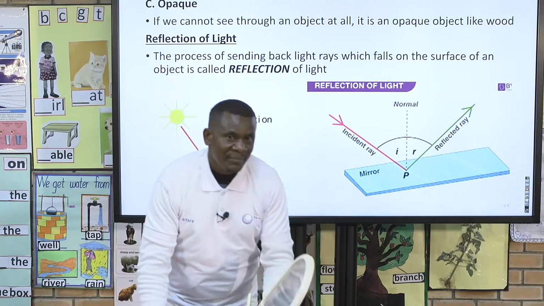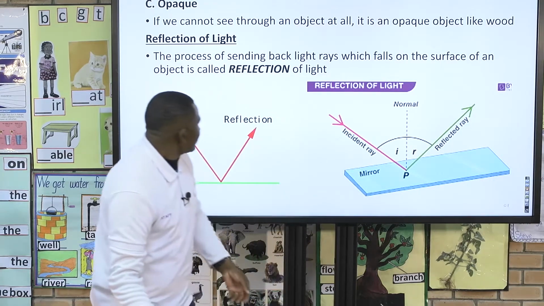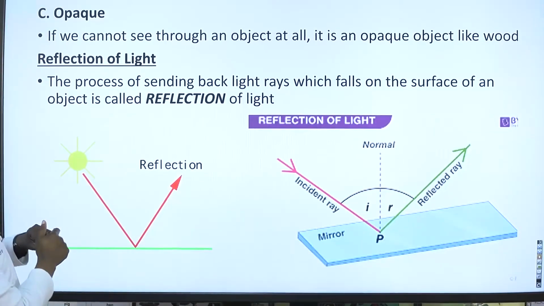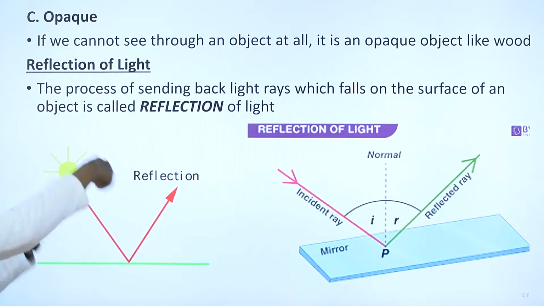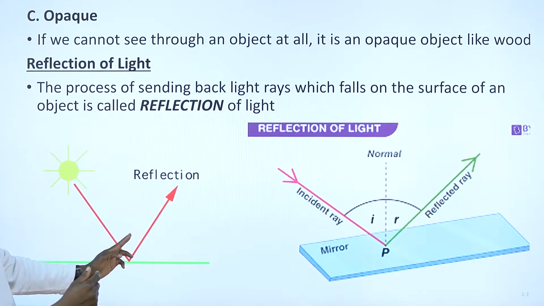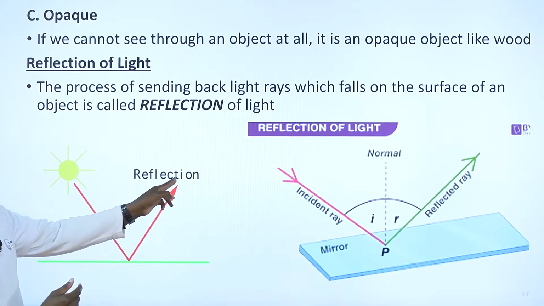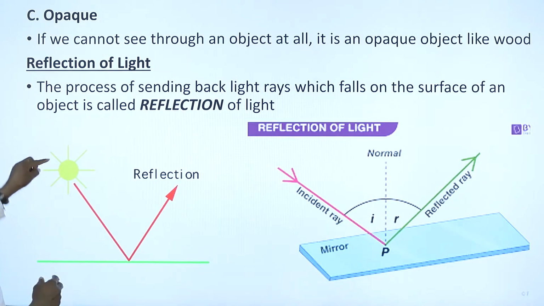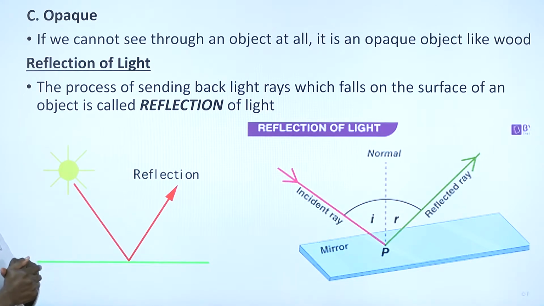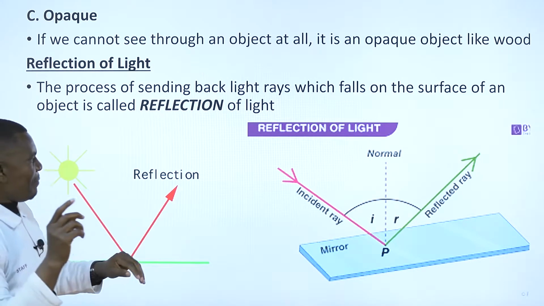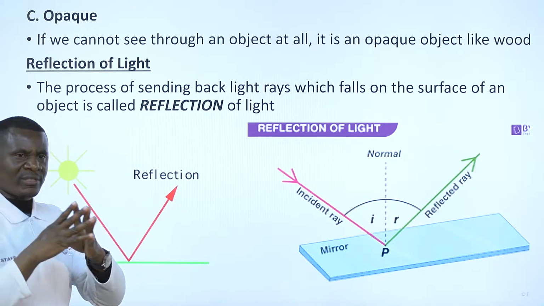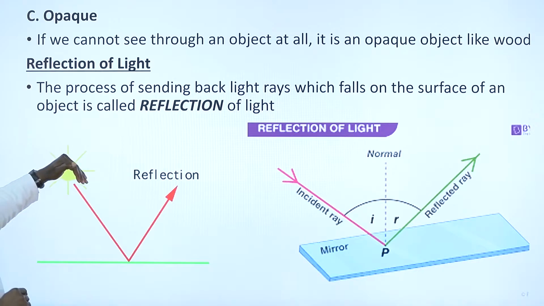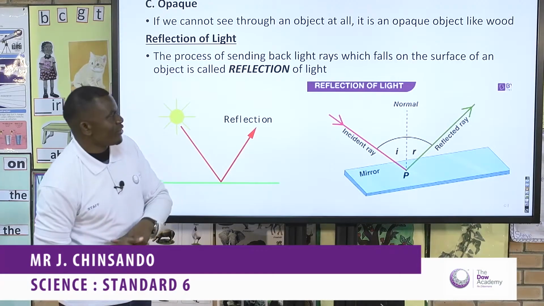All right, let's look at our diagram. Let's say this is now the sun, and we have got light that is coming from the sun. As you can see, it is reflected. This is light that is coming, and then it is reflected. When light is coming from a source, there are three terms that we are going to use.